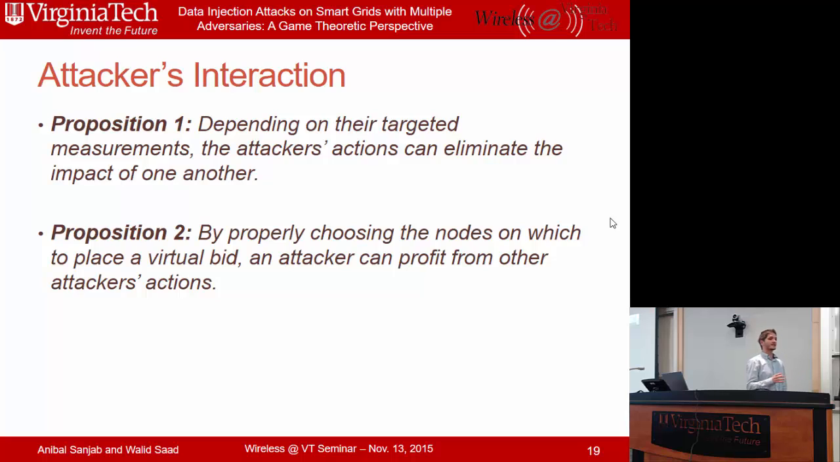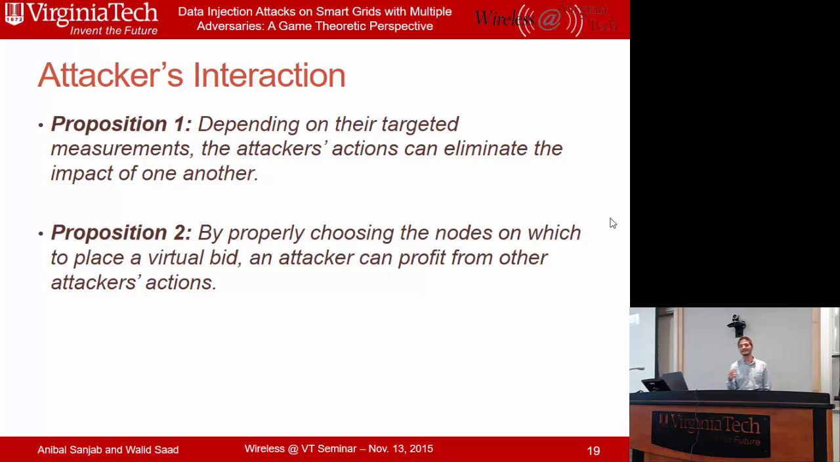The first proposition says that if there are, let's say, two attackers on the system, one attacking one set of measurements and the other attacking another set of measurements, because of the network nature of the system, these attacks combined can have zero effect on the end state estimation result. They can balance out in a way that they wouldn't have any effect on the system at the end. The proof of how and when it happens is in the paper.